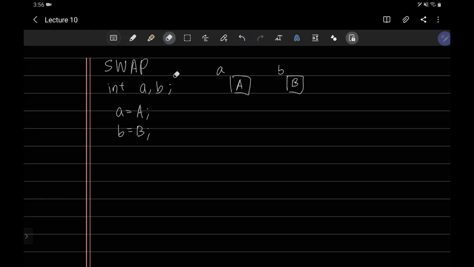that you might just declare one more variable, and then store the value.